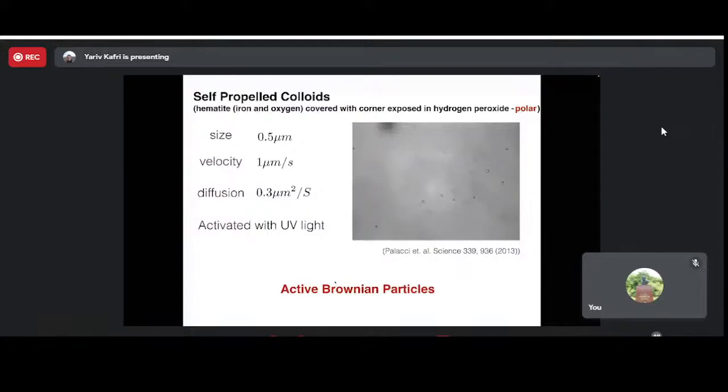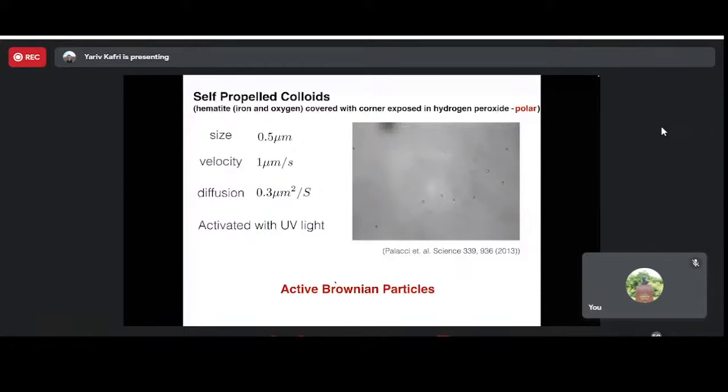What I want to stress here, and that I wanted to stress also before, but didn't, is that these particles have a polarity. They're not spherically symmetric. If I go back, if you look at an E. coli, it's clear that it has a direction in which it's moving. You can look at it and see its polarity. And similarly, these colloids have a polarity.